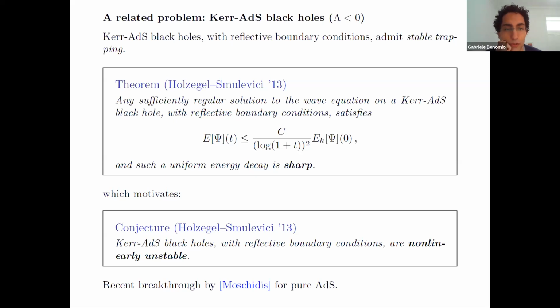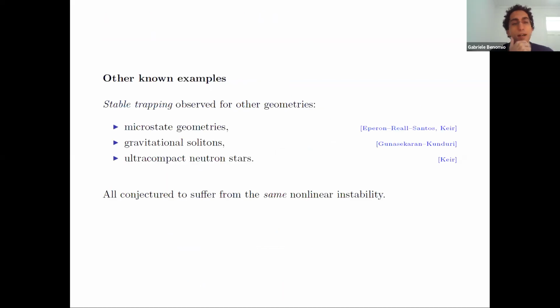This slow decay of linear scalar perturbations motivates the following conjecture: Kerr-AdS black holes with reflective boundary conditions are nonlinearly unstable. So as for black rings, the slow decay of linear perturbations motivates the expectation that the spacetimes are nonlinearly unstable. Let me mention that there has been some recent breakthrough work by Moschidis on this conjecture for the pure AdS solution as a solution to the Einstein-Vlasov system. There exist other known examples of geometries that admit stable trapping, like for instance microstate geometries, gravitational solitons, and ultra-compact neutron stars.